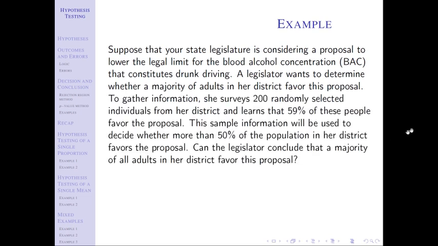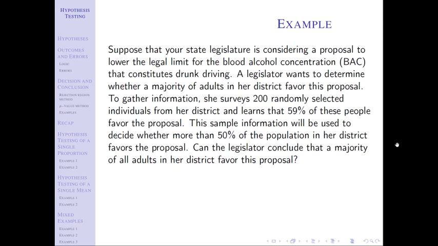So we're going to survey 200 randomly selected people, and we find that 59% favor the proposal. And as we talked about, this is the sample information that we're going to use to decide if more than 50% in the district actually favor the proposal. Can we conclude we have a majority in support?